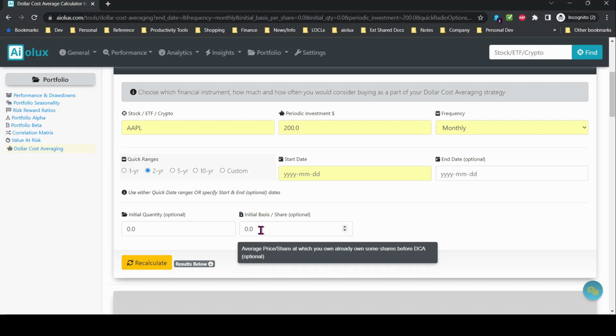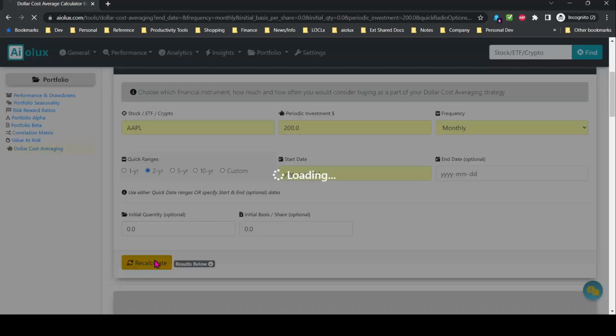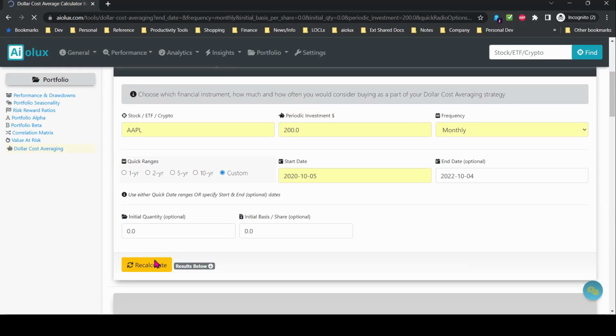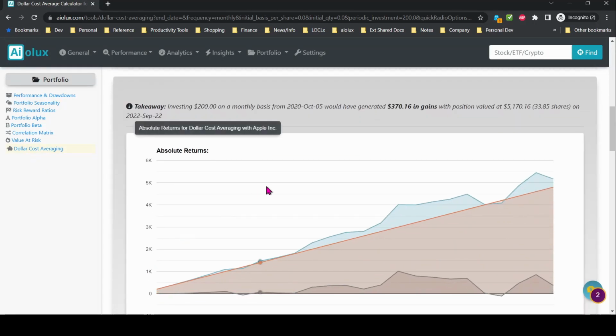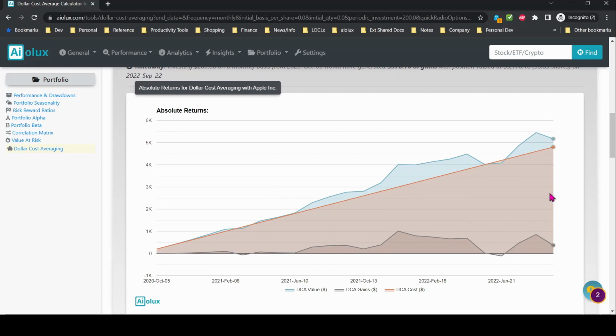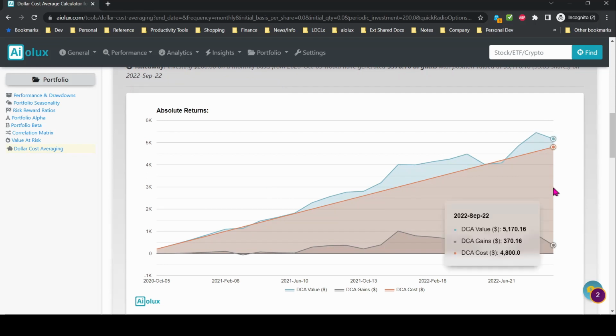After you click on the Recalculate button, the dollar cost averaging simulator uses actual historical financial data to calculate the evolution of the position for the asset. The absolute returns chart here shows how the investment position would have built over time. The orange line, which is the DCA cost, shows the amount of your investment increasing over time. The blue line represents the DCA value, showing the value of the investment over the same period. The gray line reflects the notional gain or loss you have at the corresponding period of time.